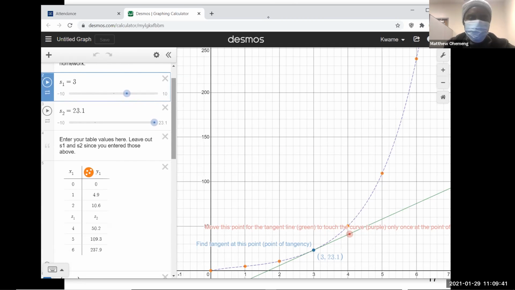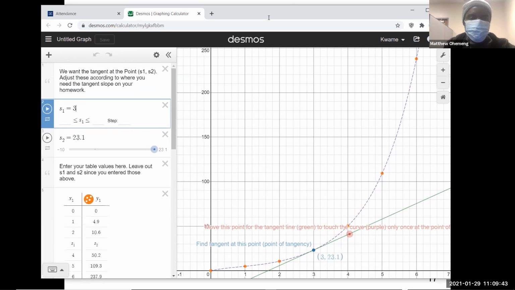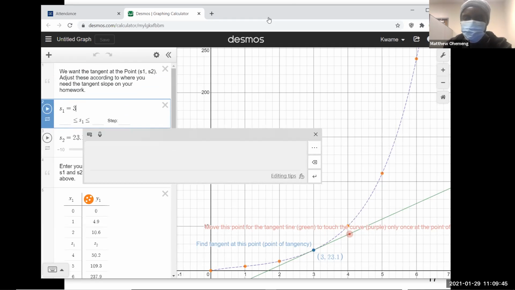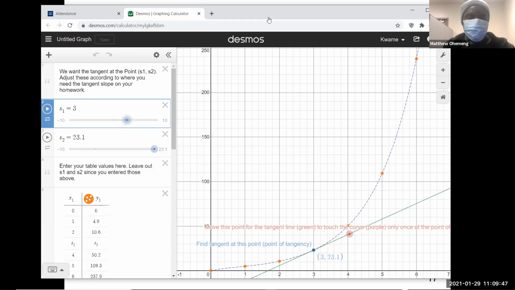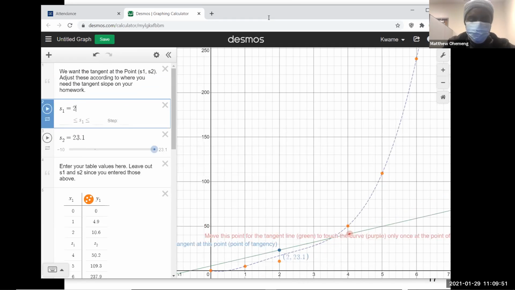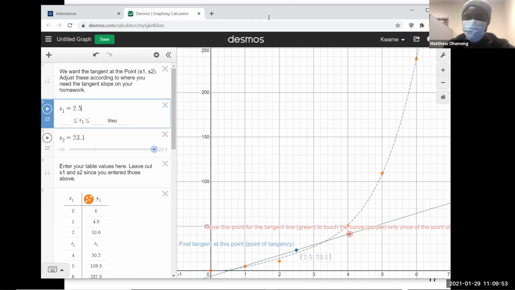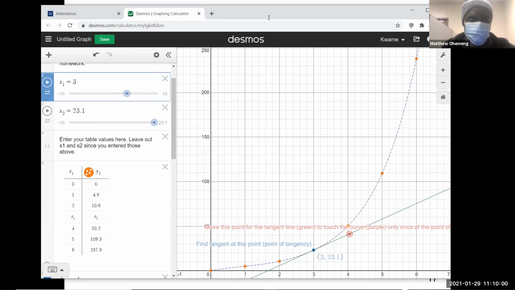So when you enter this here, say 3 and 23, you enter the number here. And then you enter the Y coordinate also here. So just clear this, say if it's 3, 2.5, you just enter 2.5. And then you enter the corresponding Y coordinate here. So you can edit this one. And then when you fill that in, it says enter your table values here. Leave out S1 and S2 since you entered those above. Because you've entered S1 and S2, please don't enter anything in place of S1 and S2.